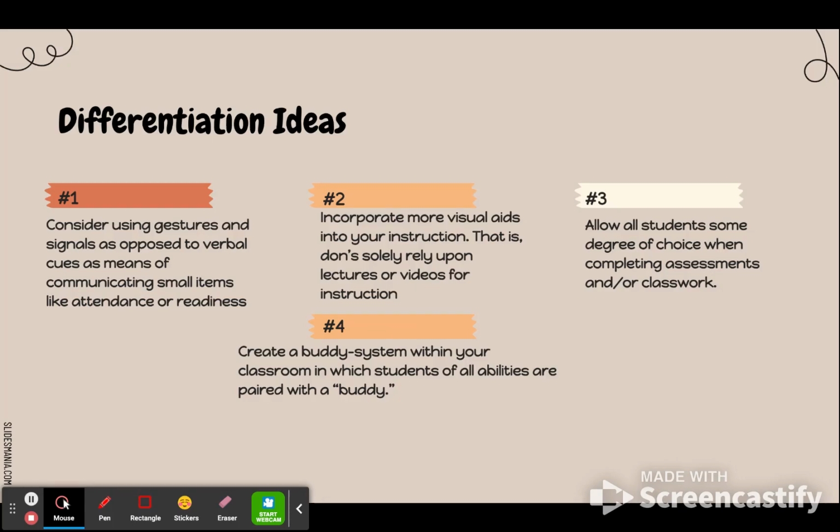Number three, allow all students some degree of choice when completing assessments and classwork. Again, that ties into the assessment side and the accommodations we just talked about. Number four, create a buddy system within your classroom in which students of all abilities are paired with a buddy. This builds trust and relationship, no matter if they are in preschool or a senior in high school with dysarthria. Having that person to build trust with is super important, someone they can go to, someone they can talk with about homework. I feel like this is the most important one out of all the differentiation ideas.